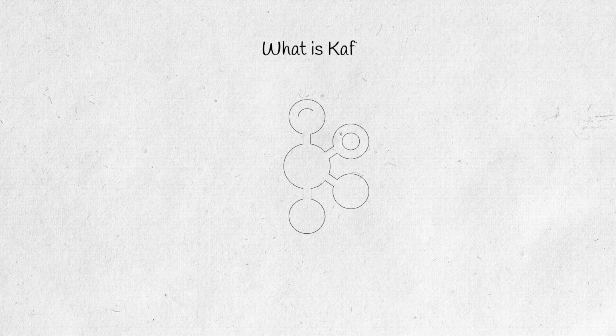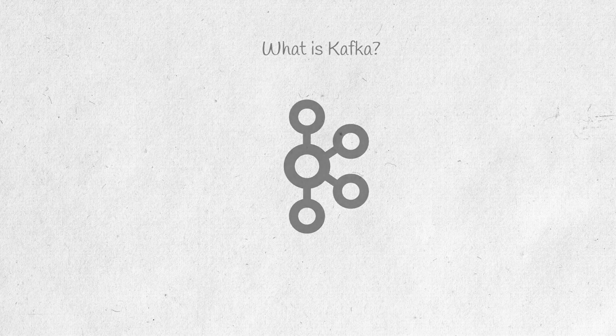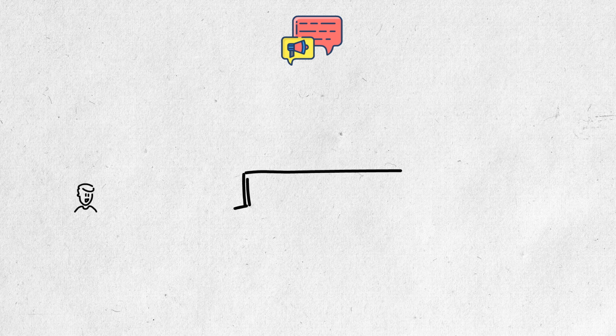What is Kafka? To understand Kafka, let's take an example of a chat application. You have a user and a chat room. In this case, it's a public chat room. A user connects to the chat room and starts sending messages. Messages arrive in sequence.